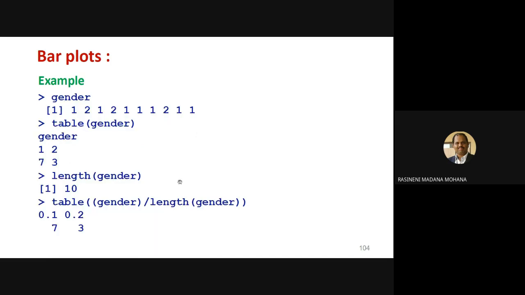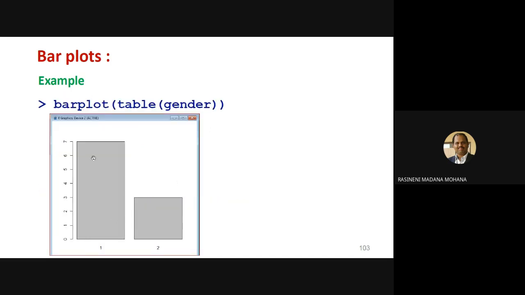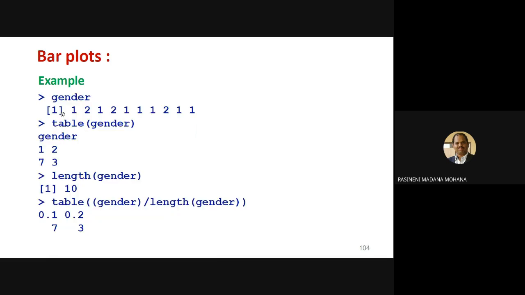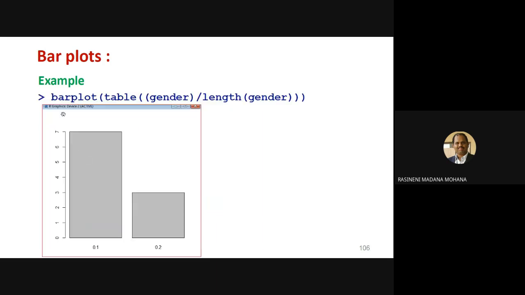Then why? Because it has only 1 and 2 categories. So then relative frequency also: table of gender by length of gender. For that also, barplot of table of gender by length of gender.